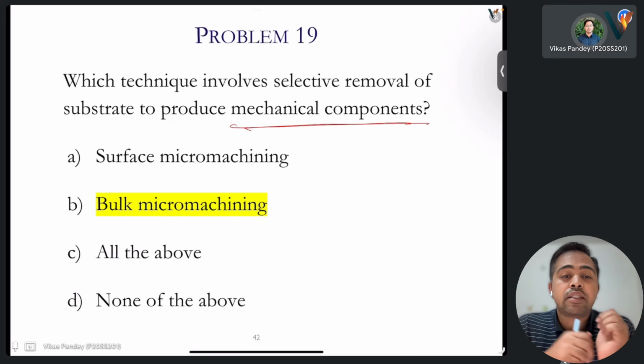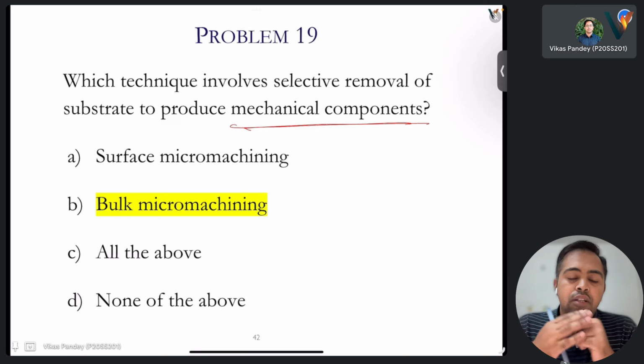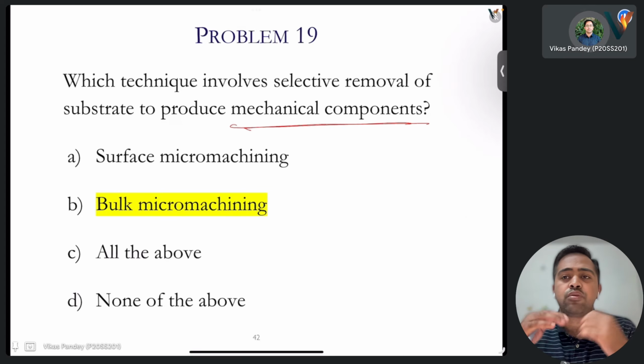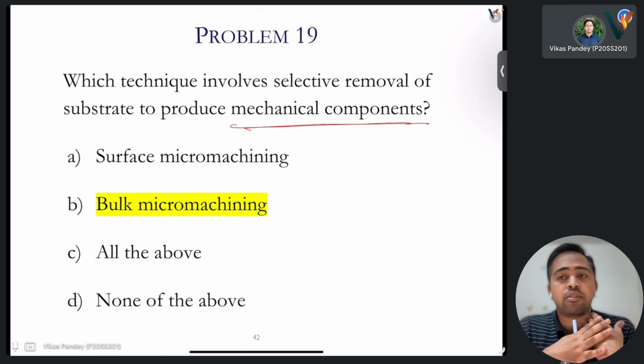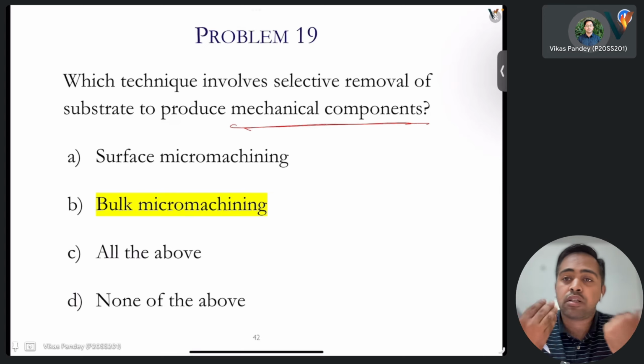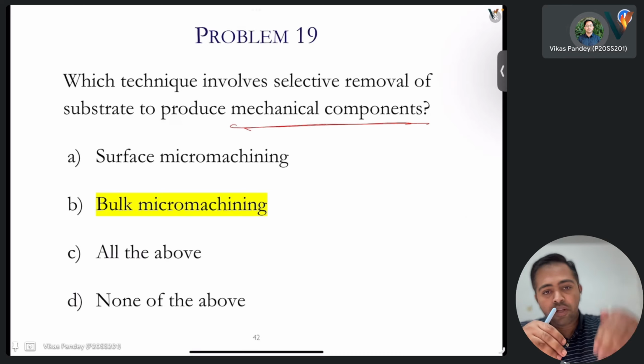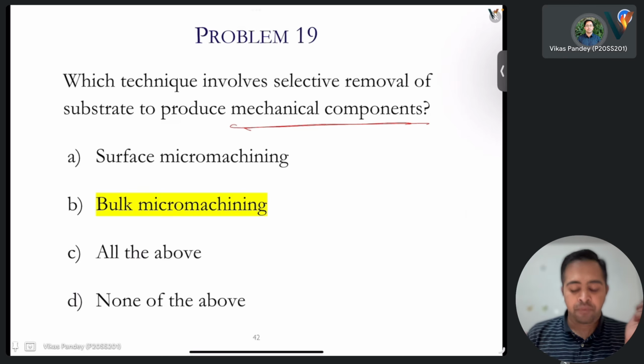Okay, and in this case it comes under bulk micromachining, whereas surface micromachining is in which we are working on the surface. So mostly when we are making electronic devices, like transistors, or we are depositing electrodes, then we are patterning, that comes under surface micromachining. So bulk is when we try to etch deep. Okay.